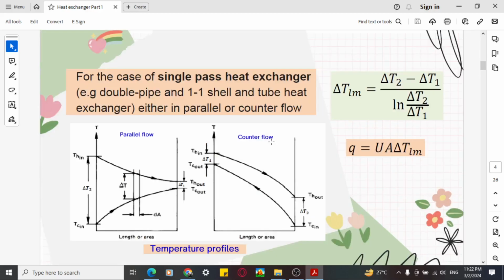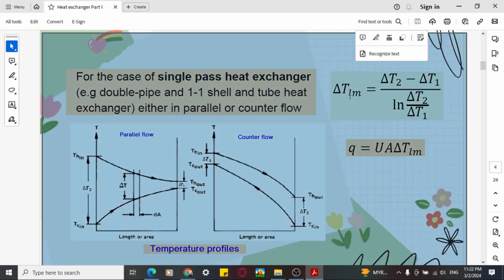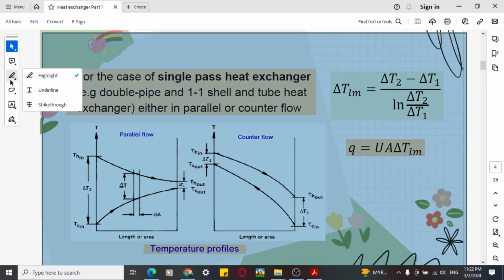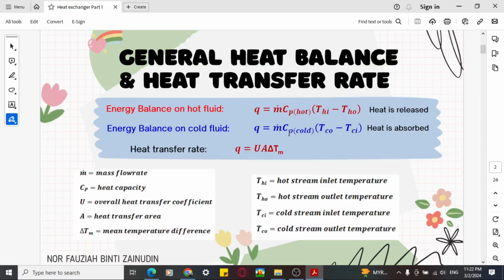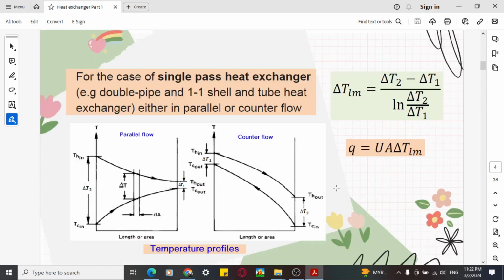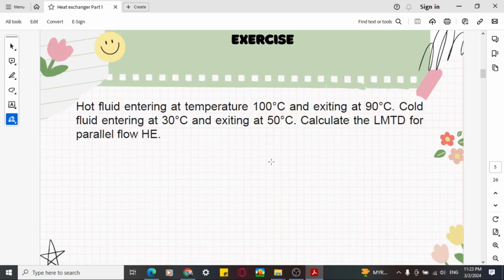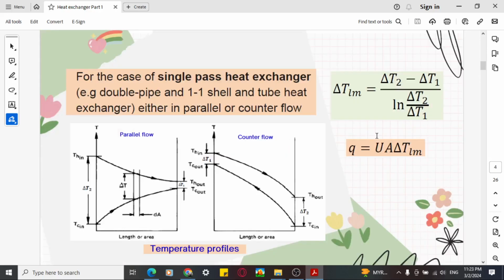Okay. Now I will teach you when I will use LMTD, and in what cases we will use the correction factor. Okay, please listen carefully. For the LMTD, we will use it when it has more than one pass, which means more than one tube.